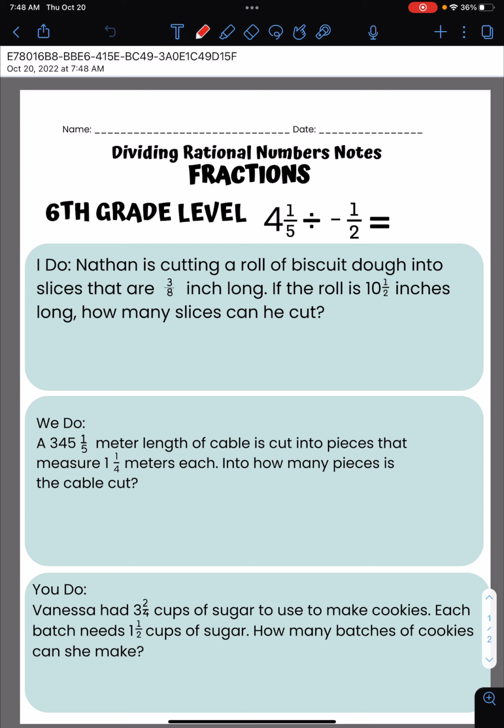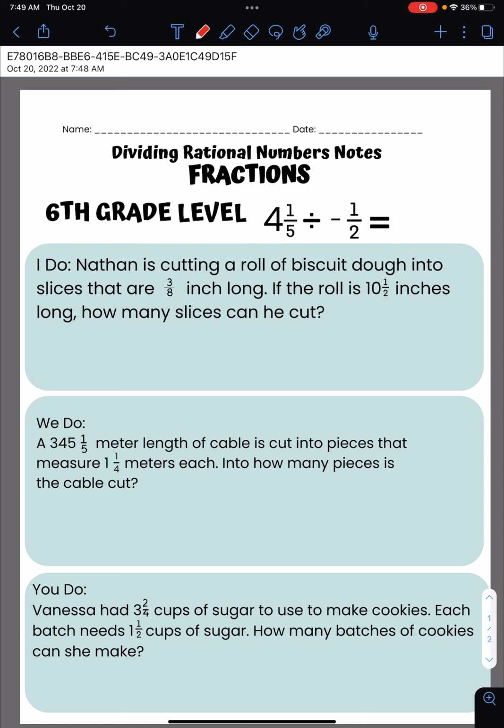Okay, so today we're going to be dividing fractions, or dividing rational numbers, but it is fractions that we're going to be working with today. So you have an example here that is a 6th grade level question. Okay, so 6th grade, you saw problems that were just basic, just numbers, no word problems.